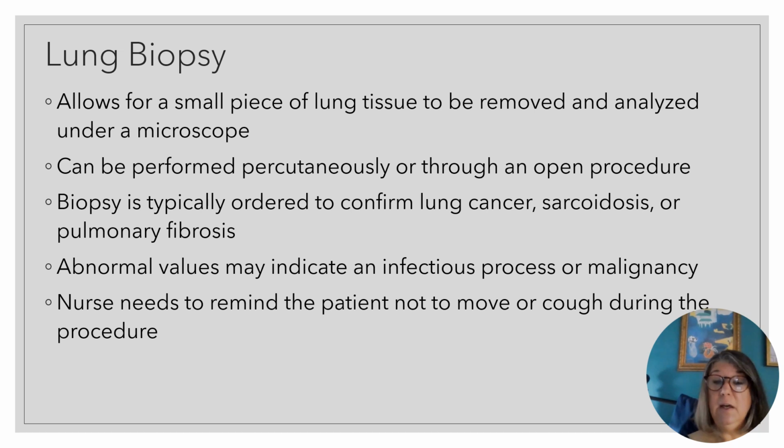A lung biopsy, like any biopsy, they're going to go in, take a piece of tissue, and look at it under a microscope. This can be percutaneous or an open procedure. The type of biopsy is going to be based upon what they're looking for, right? Location, size, all of that depends on what they're going for. Why are we doing this biopsy? Typically, we are looking for lung cancer, sarcoidosis, or pulmonary fibrosis. Abnormal values can indicate an infectious process or malignancy.